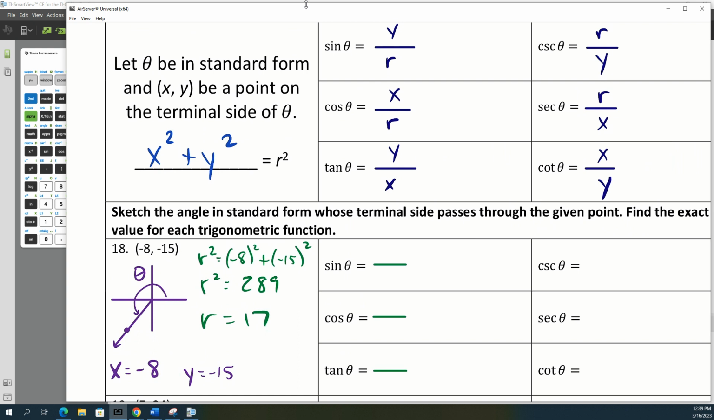Okay. So when we go to find the sine, we're going to do the Y, which is -15, over R, which is 17, and that's it. Cosine is -8, so the X over the R. And then tangent, we have -15 over -8. Now, what is a negative divided by a negative? A positive, good. So we would want to write that as positive 15/8. So that's really the only extra step we have to do on this one. All right, and then we're just going to flip all these over, and that's it.